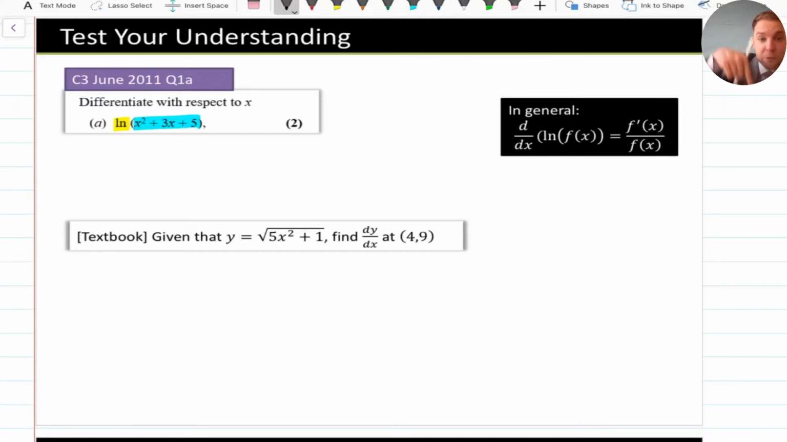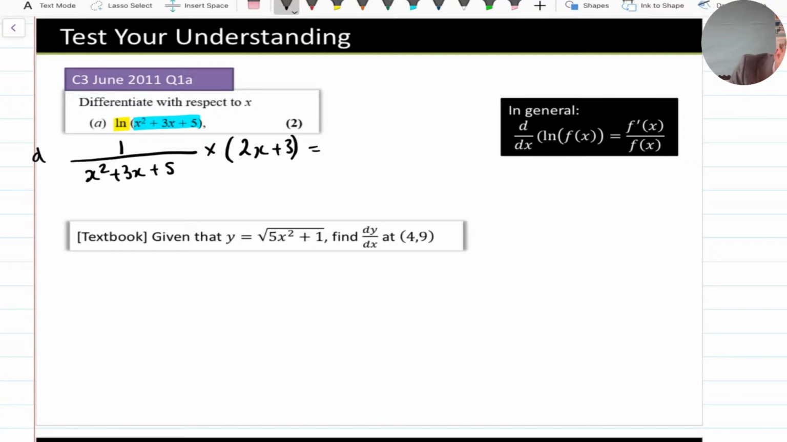So I'm differentiating my outer layer. If I differentiate ln x, that's going to be 1 over x. If I differentiate ln of all of that, it's going to be 1 over all of that. So 1 over x squared plus 3x plus 5, times by the differential of inside that. So it's going to be 2x plus 3. So the differential of this, dy by dx, is equal to 2x plus 3 all over x squared plus 3x plus 5. Brilliant.